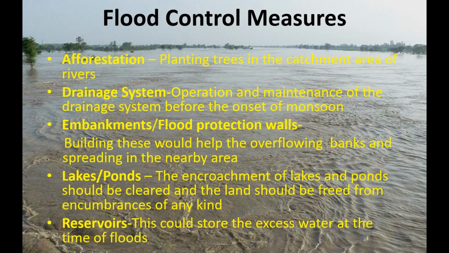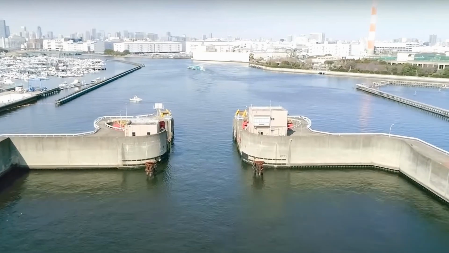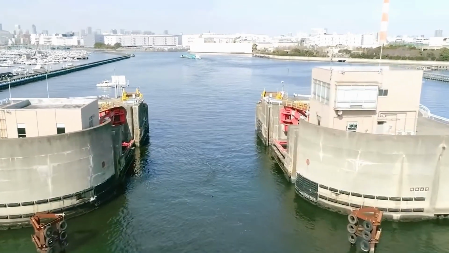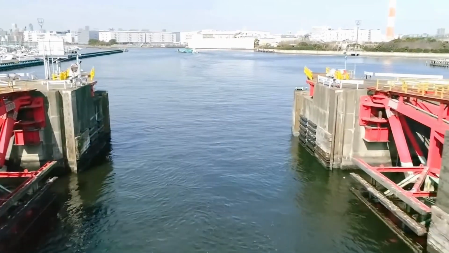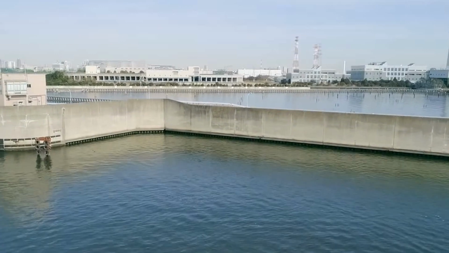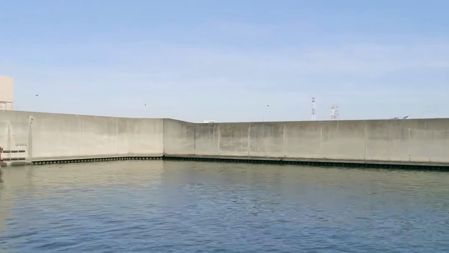Now, embankments. Building these would help with the overflowing banks and the water spreading in the nearby area, and that is why these flood protection walls and embankments are very necessary. Japan has built this kind of flood protection wall across its coastal areas.